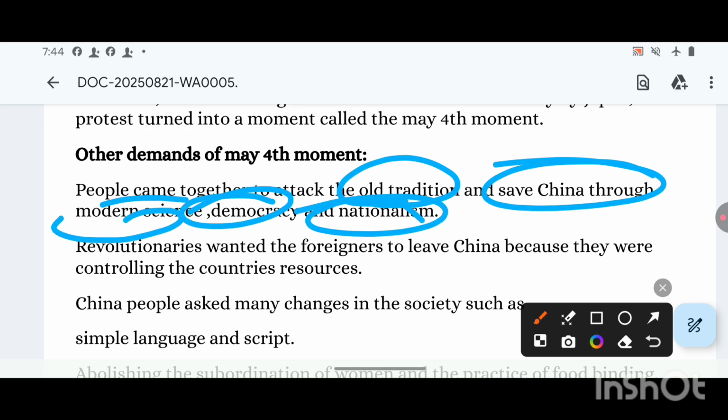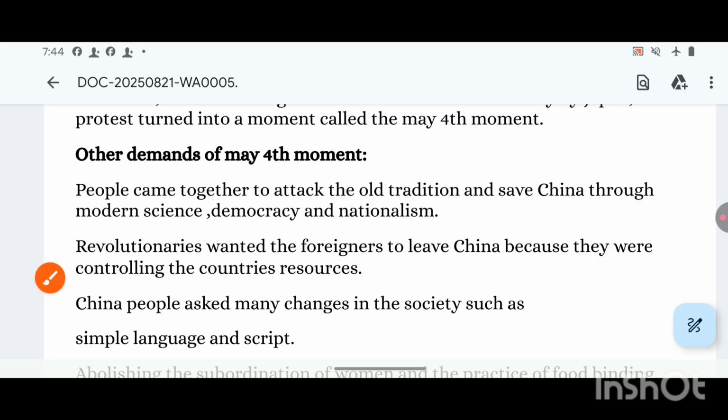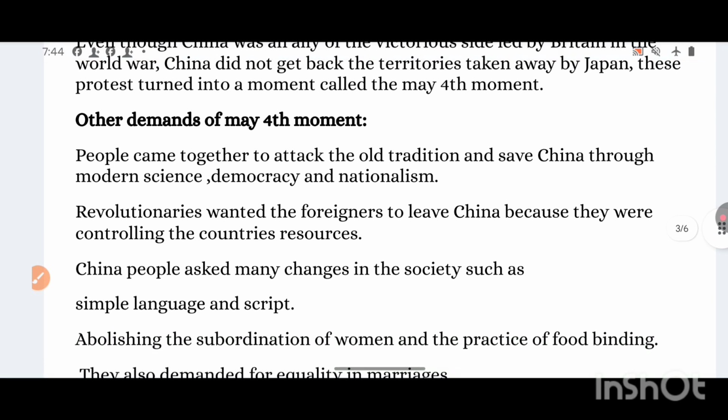And the Chinese people wanted to remove the foreigners, because most of the resources were under the control of foreigners. So they want to remove which people? Foreigners. They want to attack which traditions? Old traditions. They want to do what? Save China through modern science, democracy, and nationalism. They wanted foreigners to leave China because they were controlling the country's resources.